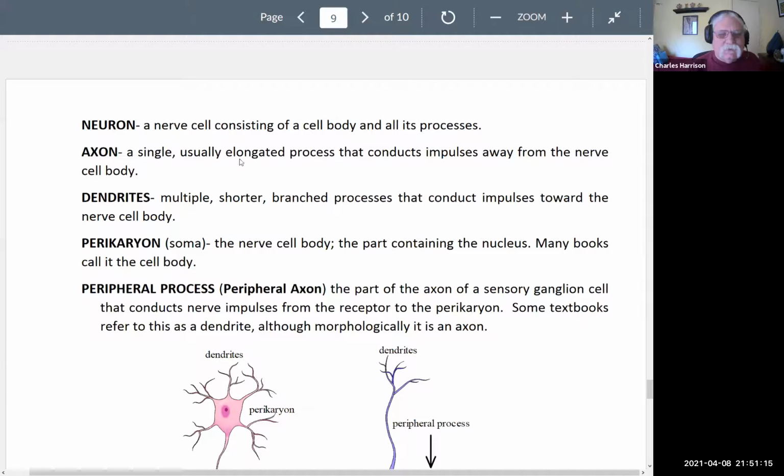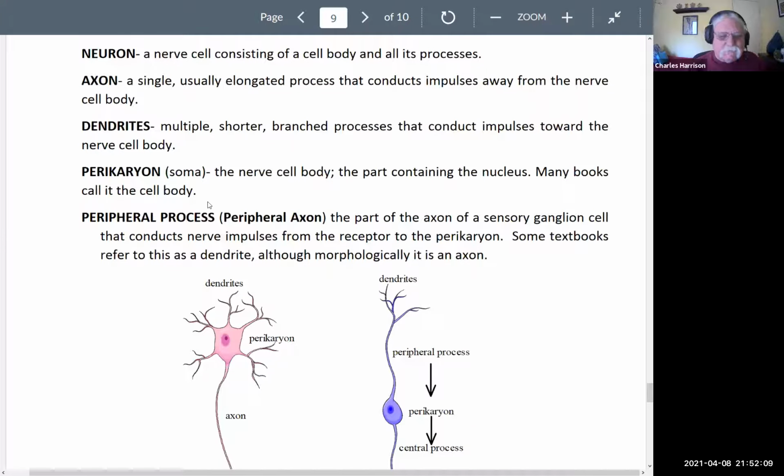A neuron is a nerve cell with a cell body and all of its processes. An axon is a single, usually elongated process, and it conducts impulses away from the nerve cell body. You could also say it conducts impulses away from the axon hillock. You could also say it conducts impulses towards the axon terminals or axon branches or telodendria. Dendrites are multiple shorter branch processes that conduct impulses towards the nerve cell body.